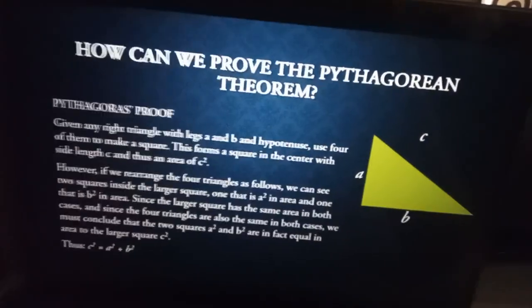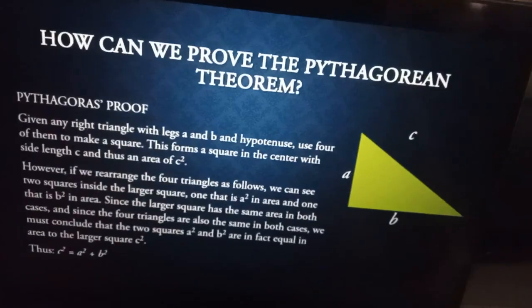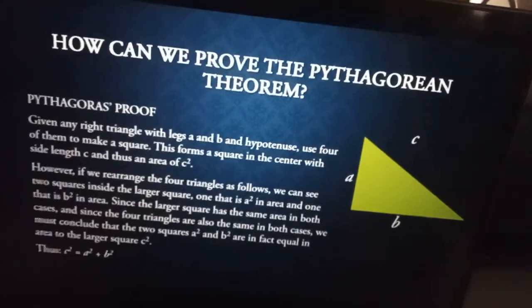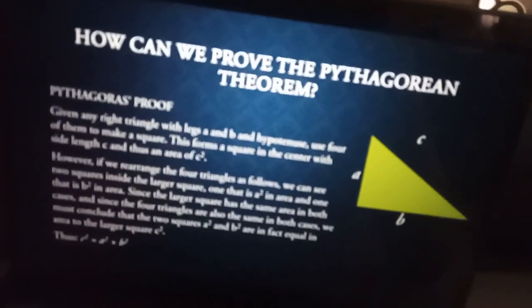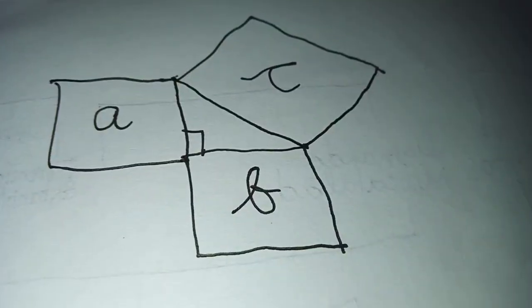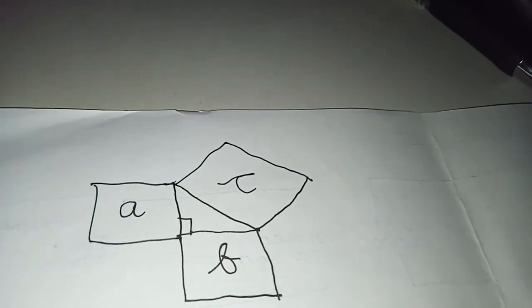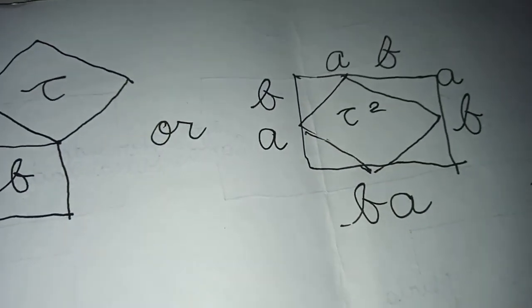Let us now analyze Pythagoras' proof. Given any right triangle with legs A and B and hypotenuse C, use four of them to make a square. Like this. Area of square A plus area of square B equals the area of square C. We can also use this.